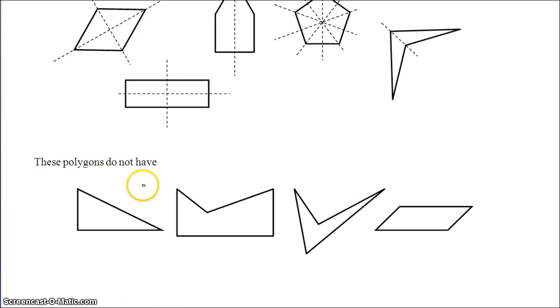These polygons do not have line symmetry. There's not a name for these shapes when they don't have line symmetry. We just say, no, they don't have line symmetry.